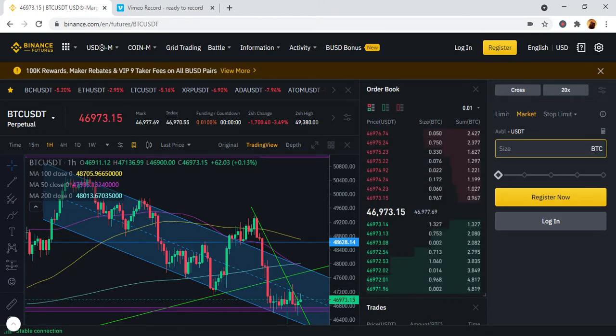On market is very simple. You just enter the site, it will buy at the price, just like now BTC is at 46970. Once you click buy by market or sell by market, it goes with the price. So you can check out stop limit. I don't really use stop limit in trading like that.